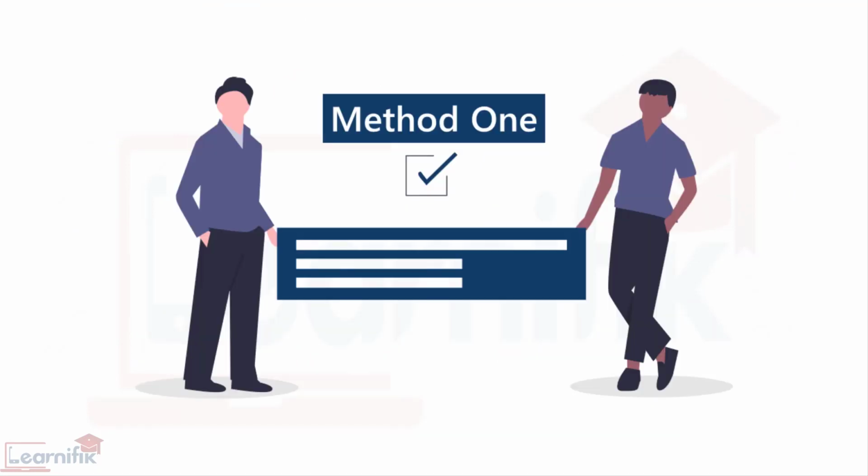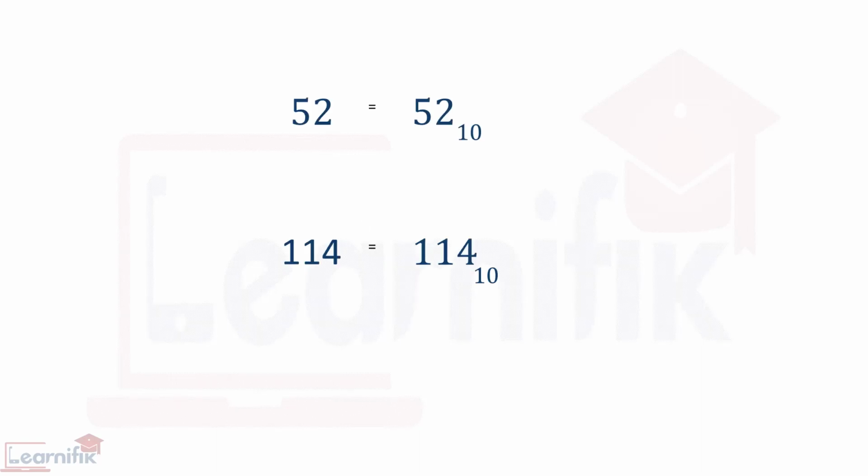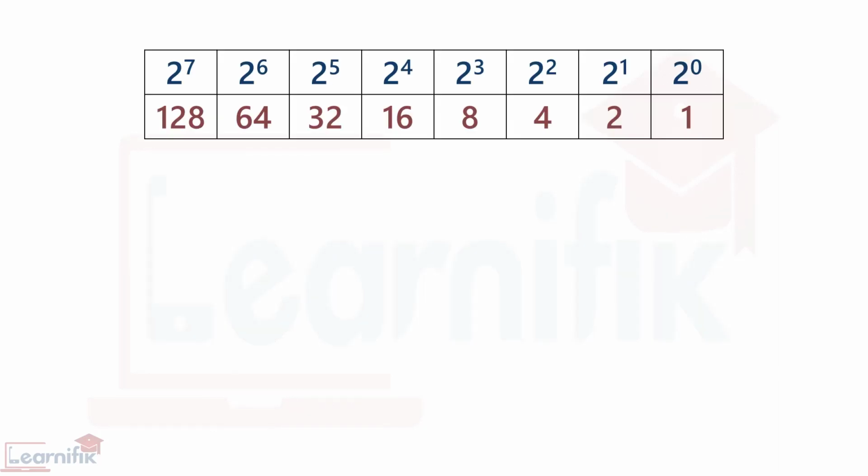Let's go straight to this example for method 1. Let's convert 52 in base 10 to a binary number. It is important to note that any number without a base written is assumed to be a number in base 10. Secondly, it is important to memorize the binary place value chart as shown on the screen, which can be created by multiplying 2 in increasing powers starting from 0.